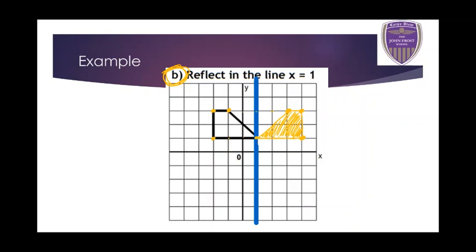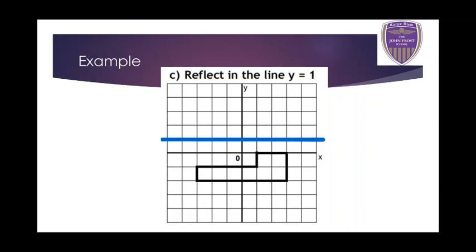Last example now. So now we've got question C. We're looking to reflect this shape here in the line y equals 1. Hopefully we've all drawn the line y equals 1. I'm going to start off on the far left here. So let's find all the points. I've got 1 point here, going down, going across, back up, across, and down again. So these are my 1, 2, 3, 4, 5 points of this shape, okay?